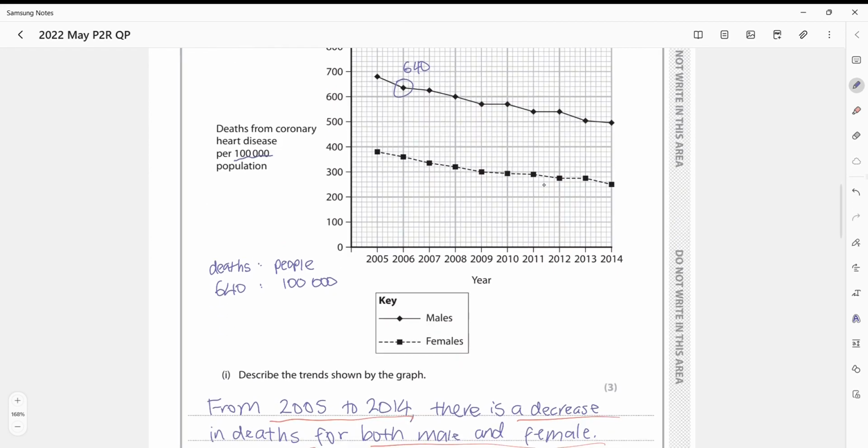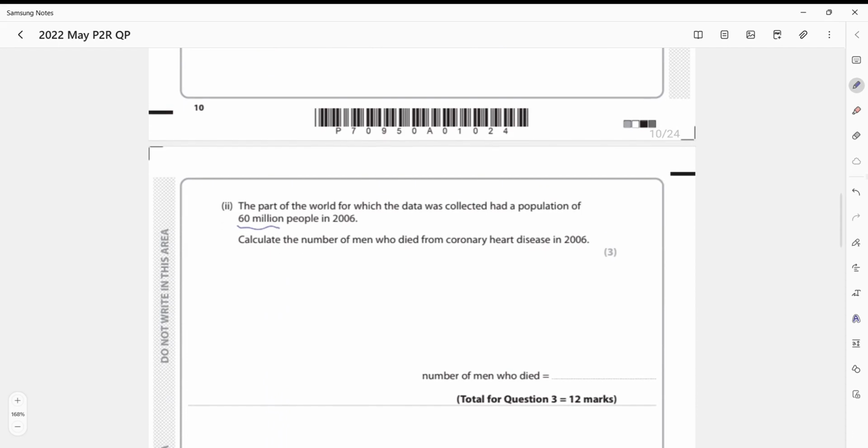So I'm going to write 60 million. Because it's a ratio question, what I do to this number, I have to do to this number. So in order to get from 100,000 to 60 million, I could divide by 100,000 to get 1, and then times by 60 million. Ideally, you would write all of this down in the space provided, but I want it to be closer to the graph.